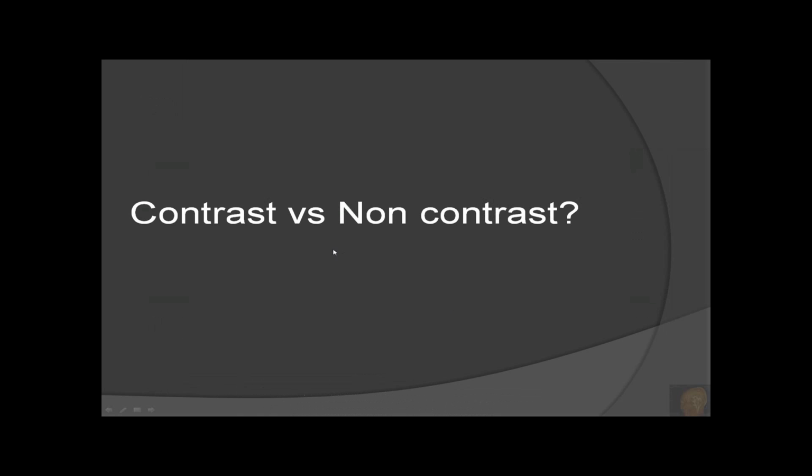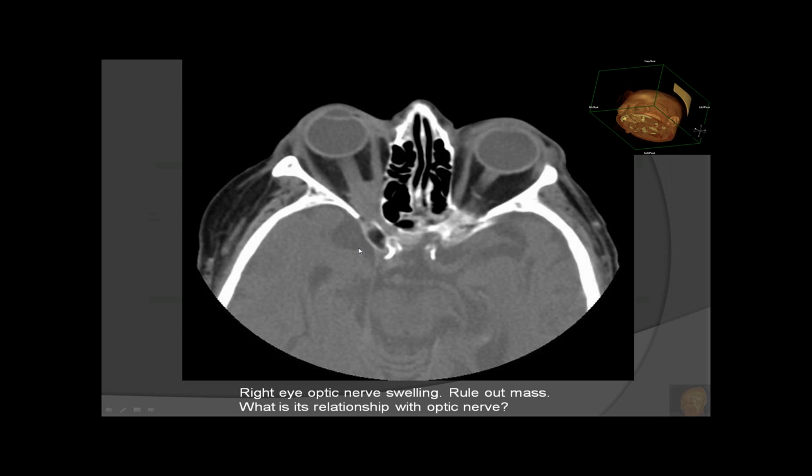You have to decide contrast versus non-contrast for your study. For example, this patient has right eye optic nerve swelling and was sent over to rule out mass. This is the right eye. This is the imaging plane, the axial plane. The nose is in front, the back of the head is into the screen, and the feet are towards us.